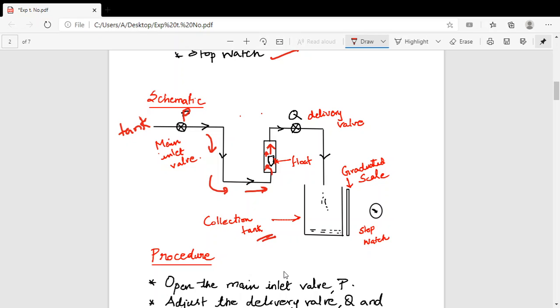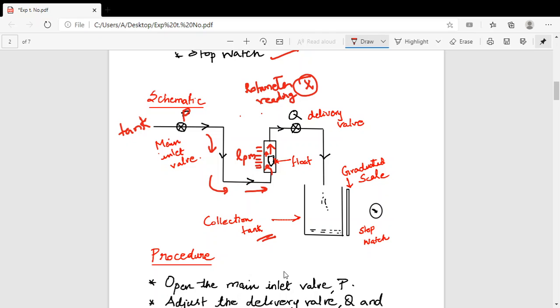So in this experiment you have to note down two quantities. One is the rotameter reading. You can see the rotameter reading from the graduated scale. In the rotameter tube, near it you will be having a graduated scale. Based on the float position, you can tell what is the rotameter reading in liters per minute.